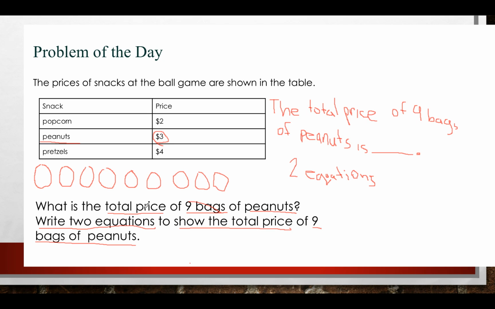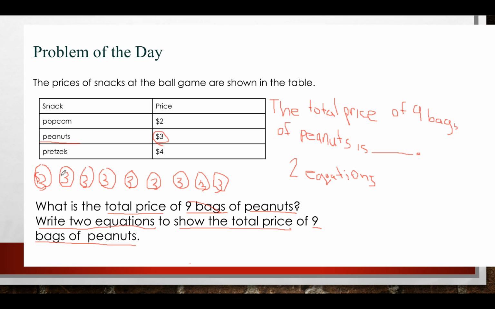Now the next thing is the price. I need to show the price. So the price is $3. So it's $3 for this bag, then it's $3 for this bag, $3 for each and every bag. So I'm just going to write the number 3 inside of each bag, because the 3 that I'm writing represents the amount of dollars. And the question is, what is the total price?